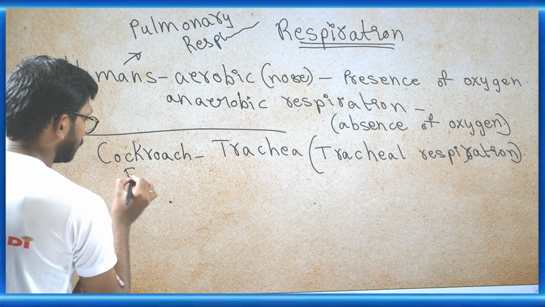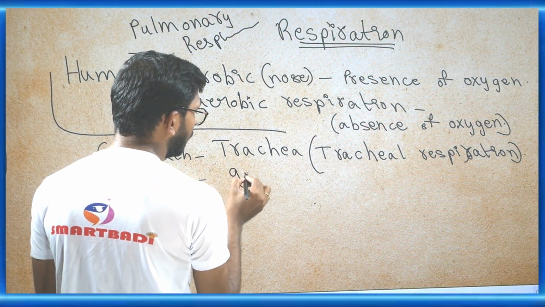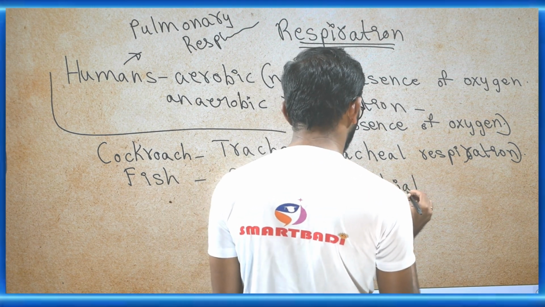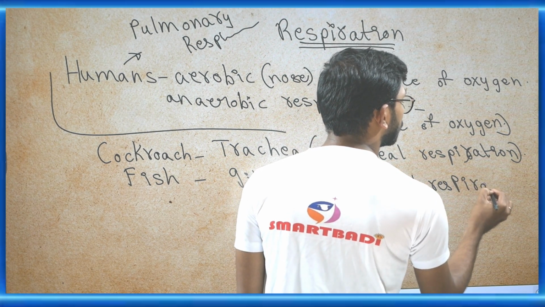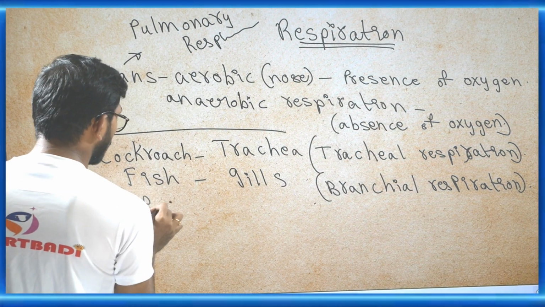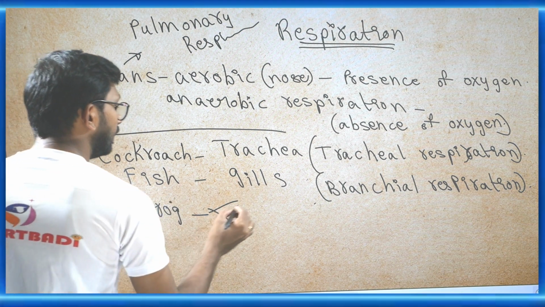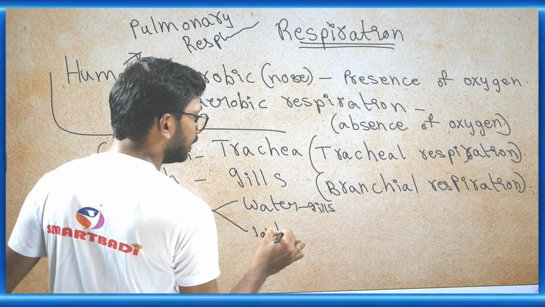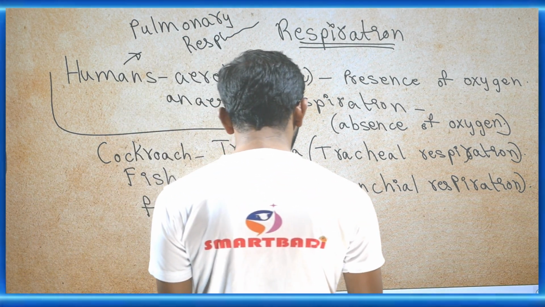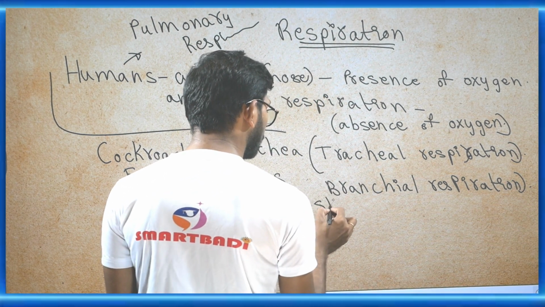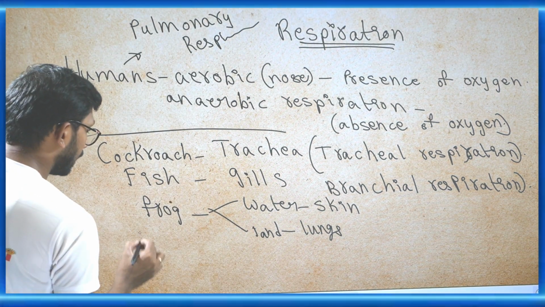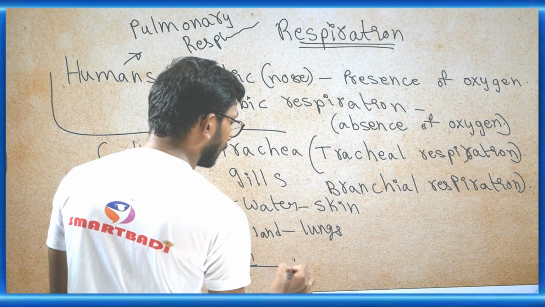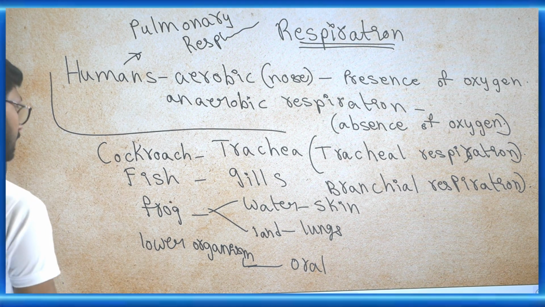Whereas if we come to fish, respiration occurs through the gills and it is called branchial respiration. And if you take the frog as an example, it has two types. If it is in water, then it occurs through the moist skin. If it is on land, then it occurs through the lungs. Next, if you come to lower organisms, some may also respire orally. So these are the types of how respiration occurs.